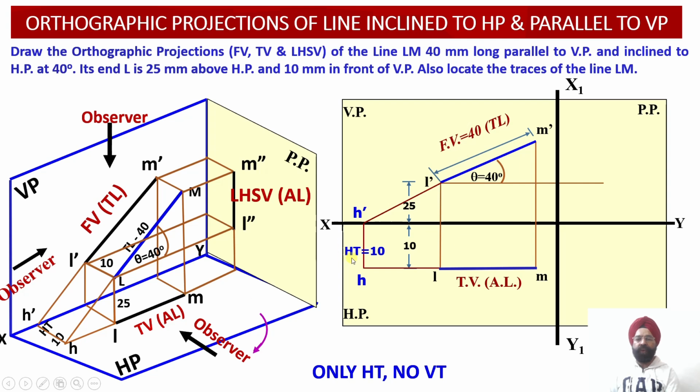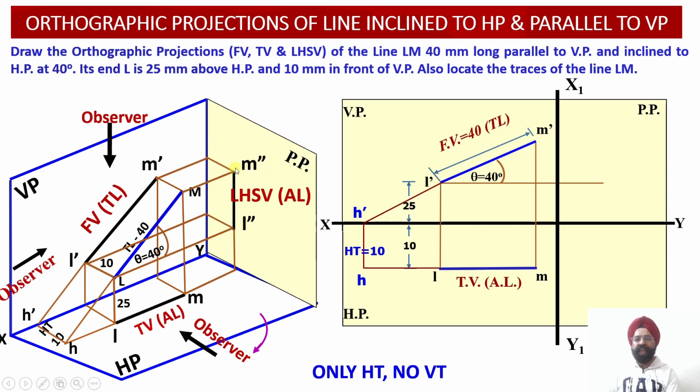So the horizontal trace has been located, the front view has been obtained, and the top view projections have also been obtained. Now we are going to proceed with the evaluation of the left hand side view projections corresponding to the line LM. We see that here the line LM is being observed by the observer from the left hand side.